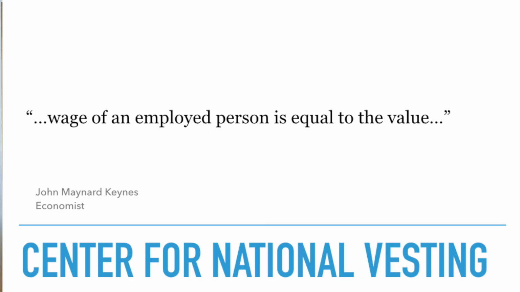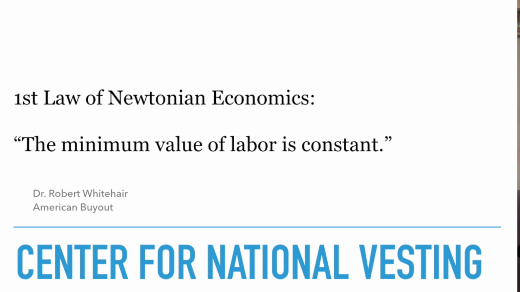In conventional economic science, Keynes stated that, quote, the wage of an employed person is equal to the value, end quote. In other words, he is stating that price equals value. This is wrong. Newtonian economics corrects this mistake. So let's start with the first law of Newtonian economics, which states the minimum value of labor is constant.